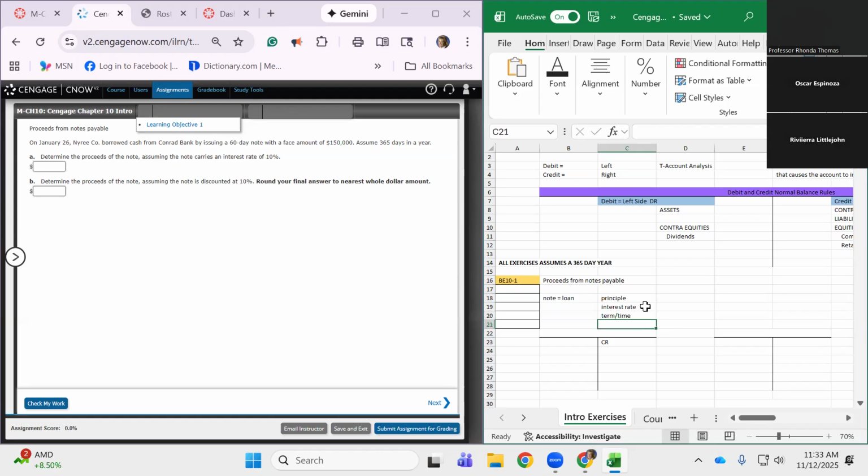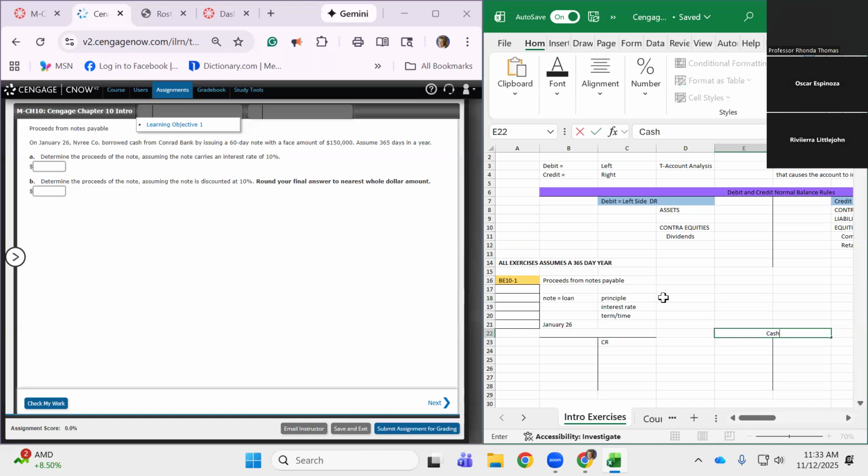So in this case, number one, we want to do the date. The date that this note is going to happen is January 26th. So that's almost all the way through January. Remember, January has 31 days. On January 26th, we borrowed cash. So we're going to get cash for our loan.